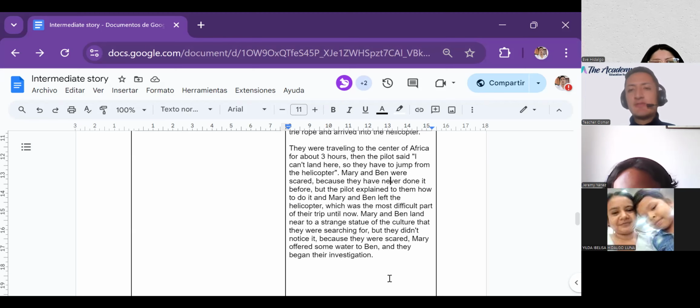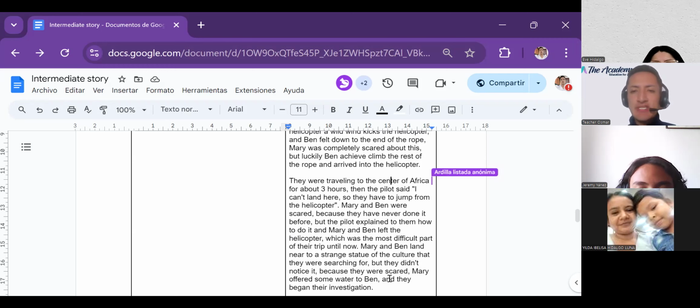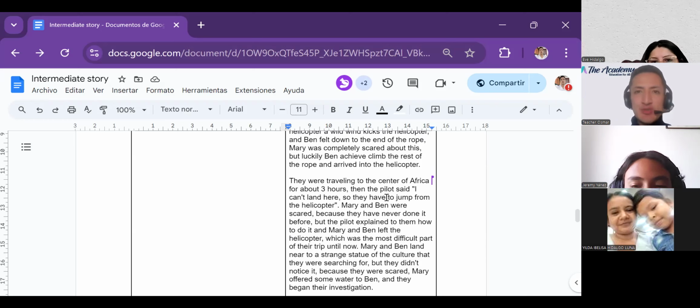Excellent, Jeremy. So there are some corrections that you need to do, okay? Your story is amazing. You've got a lot of imagination, a good creativity, but something that you need to remember whenever we are telling a story, most of the tenses are supposed to be in past, okay?